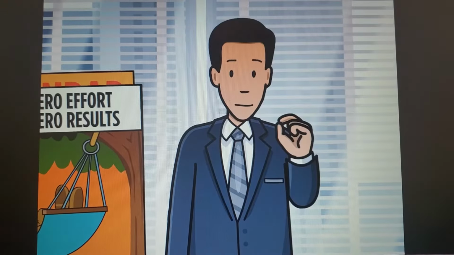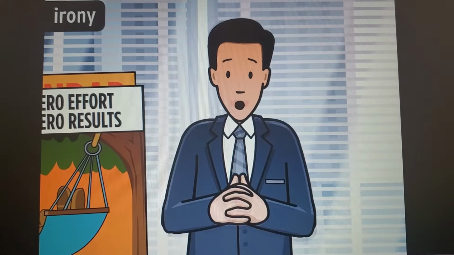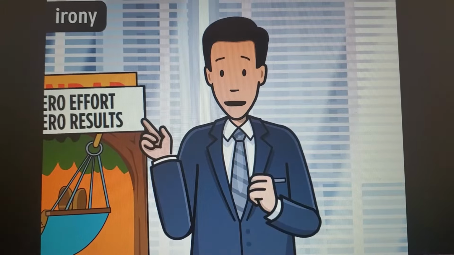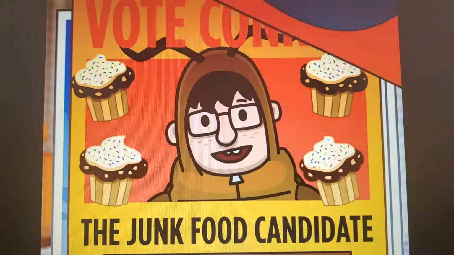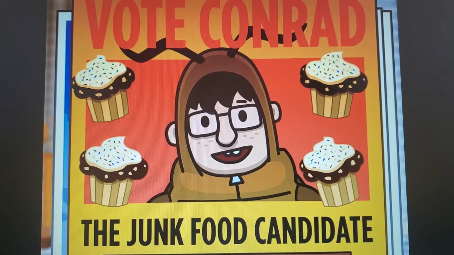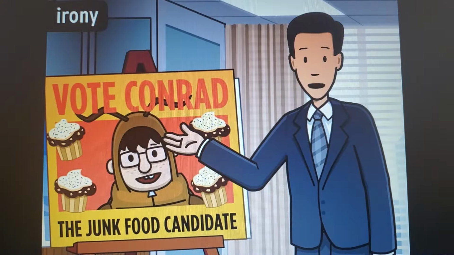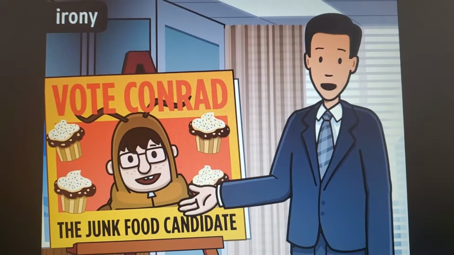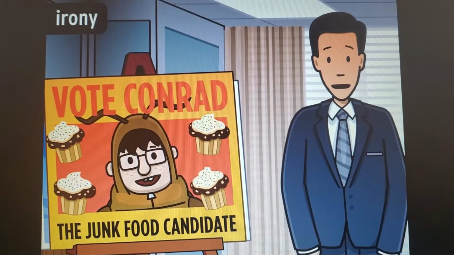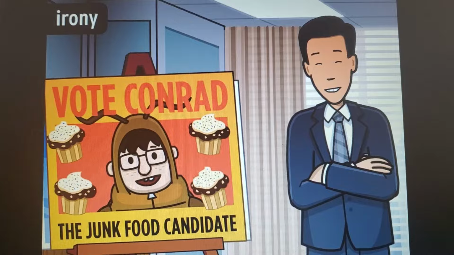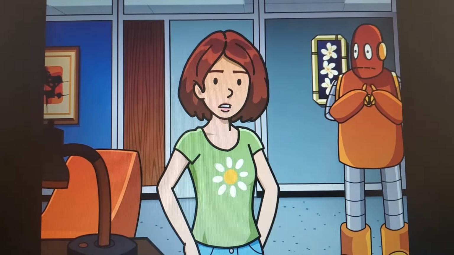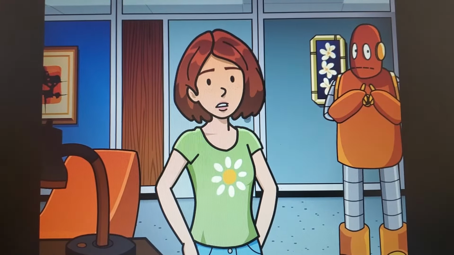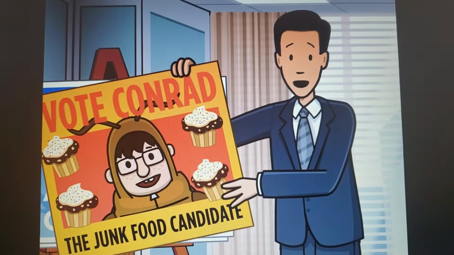How about a little irony, then? Using a word or phrase to signify the opposite of its usual meaning. Vote Conrad, the junk food candidate. See, you're encouraged to vote for Conrad, but by linking him with junk food, it actually means the opposite. And, bonus, we're using his own poster. Look, you know I love this negative stuff, but I think it's against school rules. Okay, how about this then?